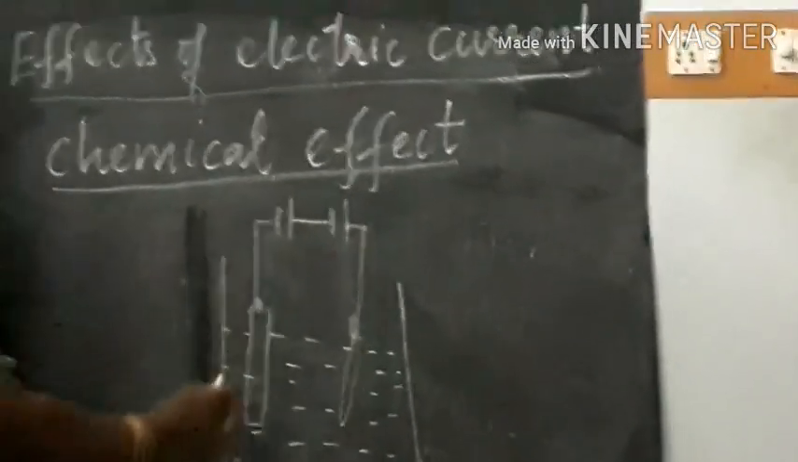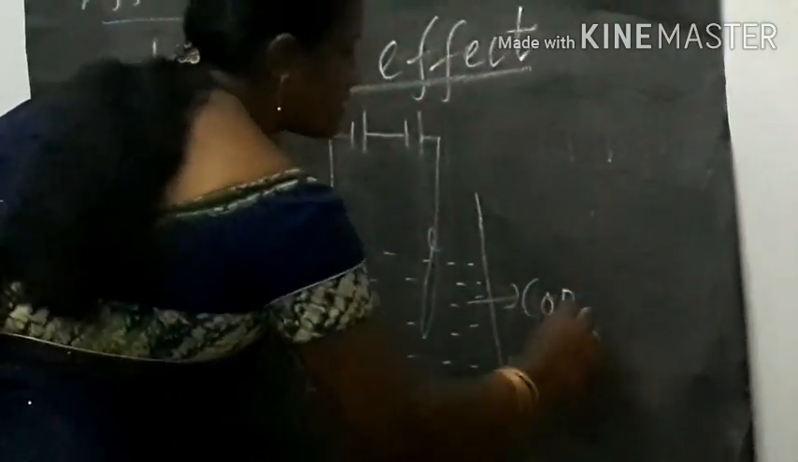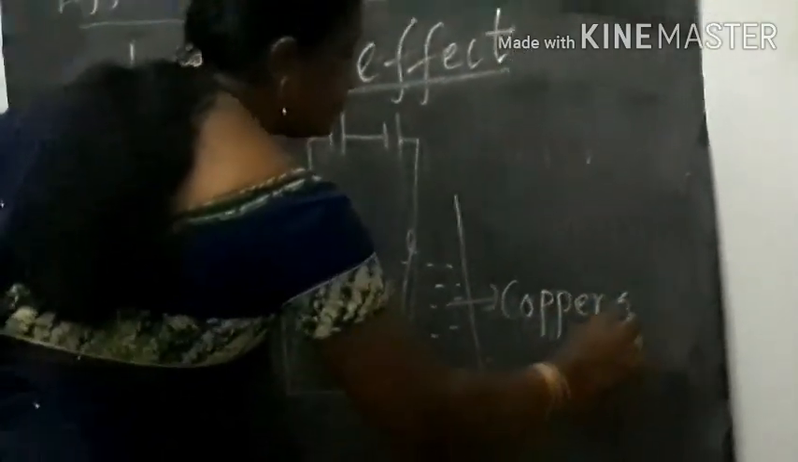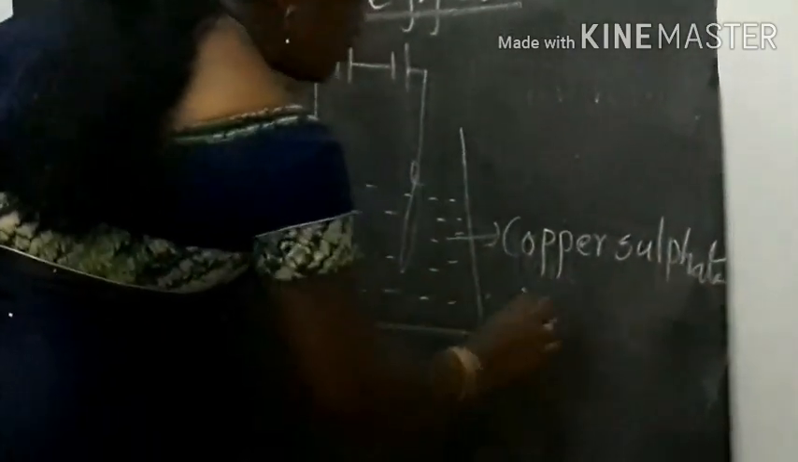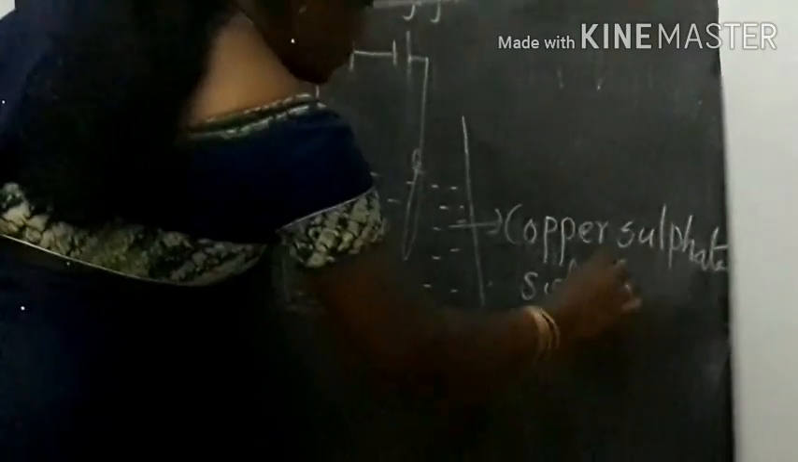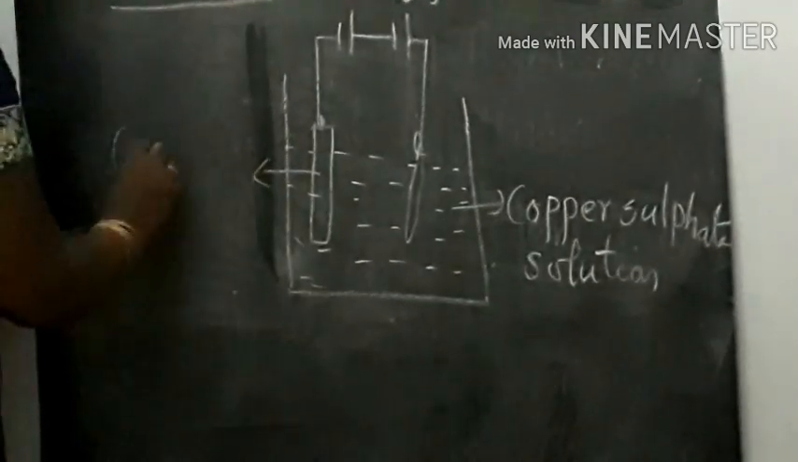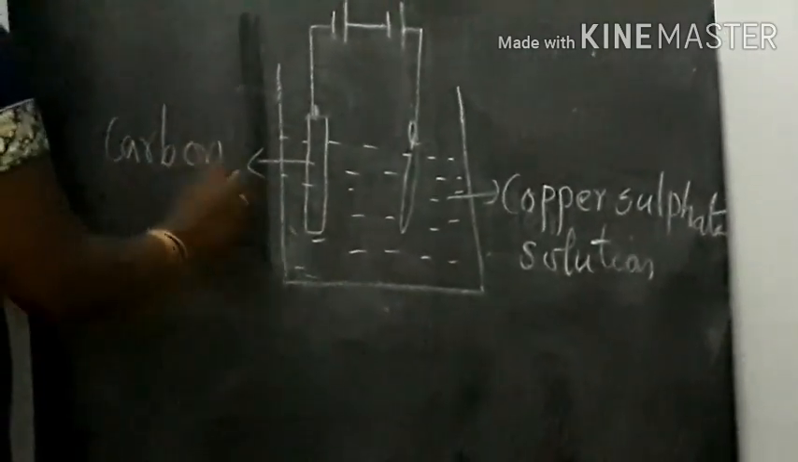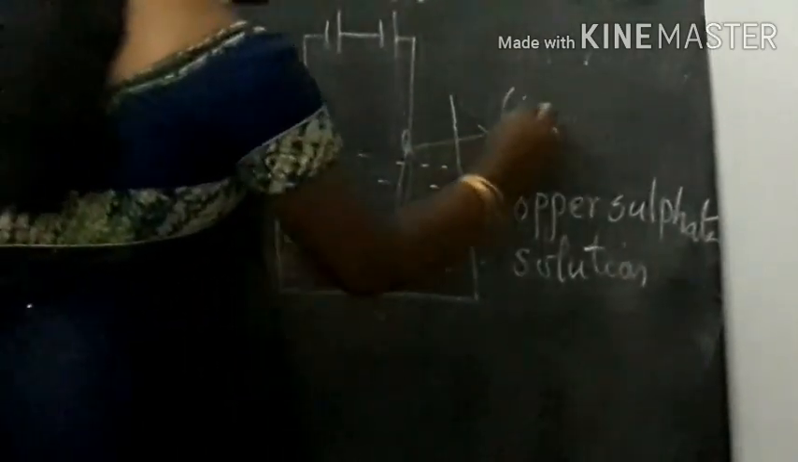Here you consider a beaker. A beaker consists of copper sulfate solution, and take two rods. This is the carbon rod, and this is a copper rod.